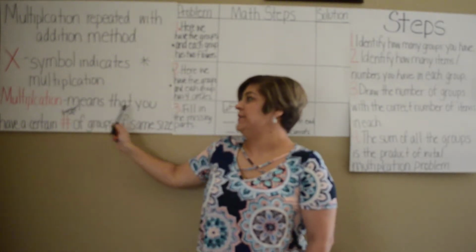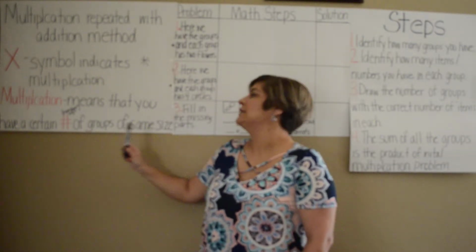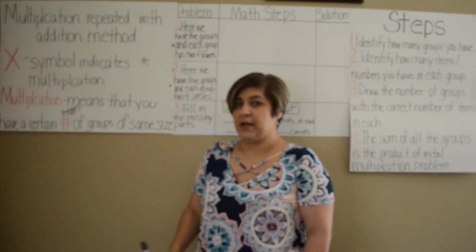Multiplication means that you will have a certain number of groups of the same size. The pound sign here is the number sign. That's what that pound sign means.